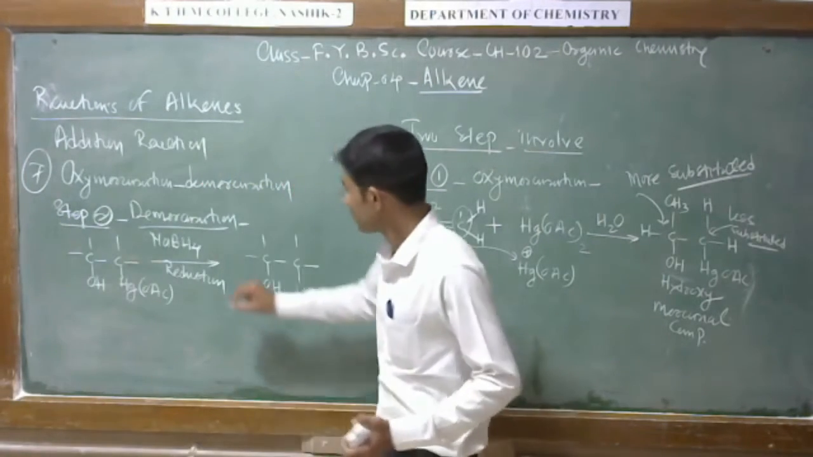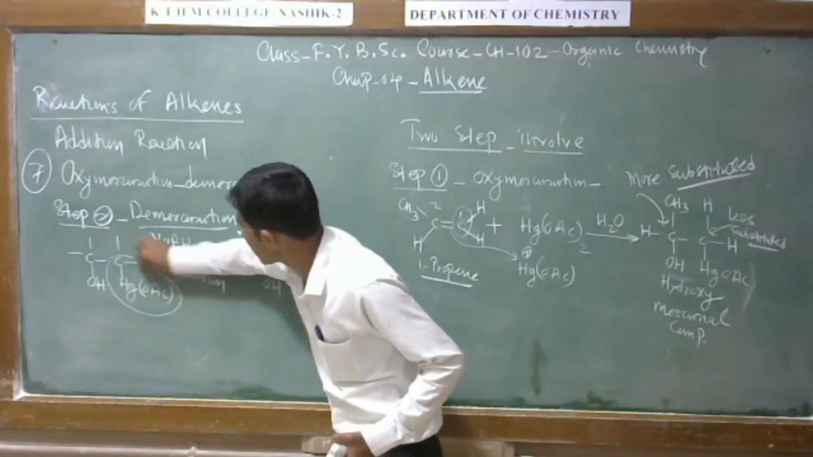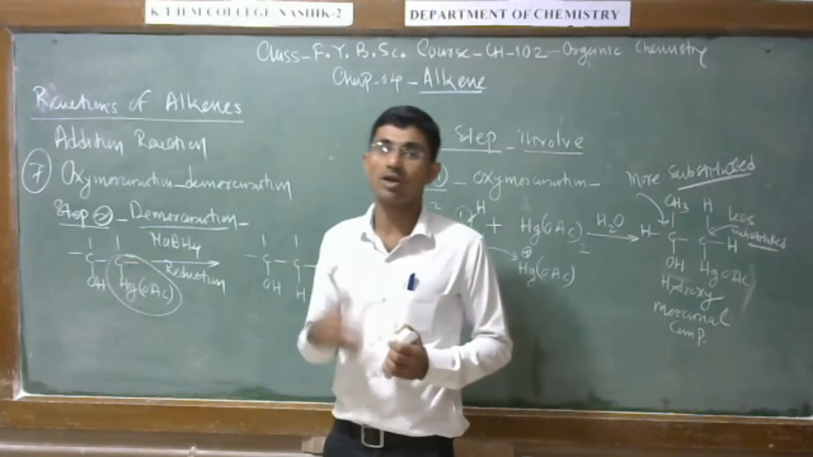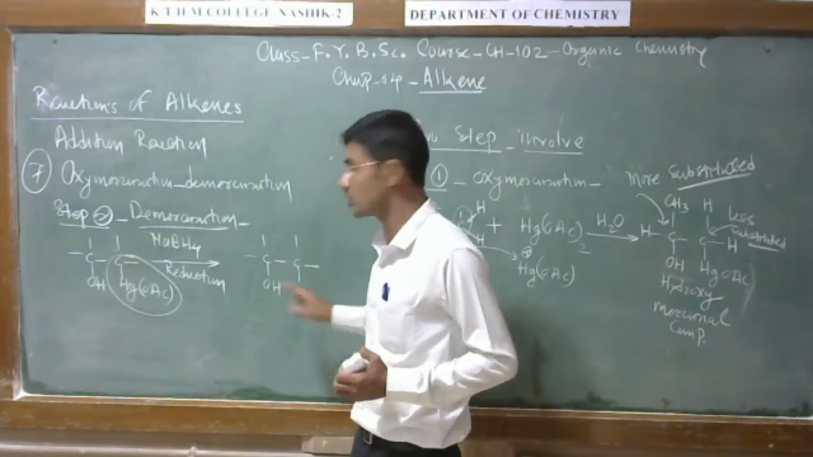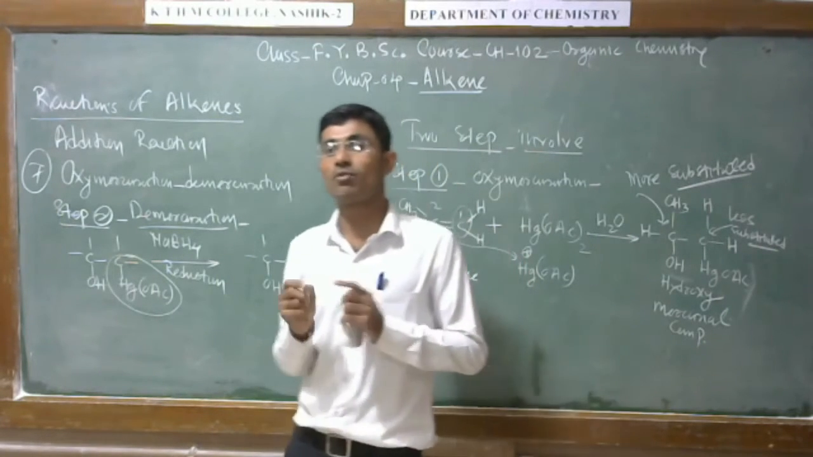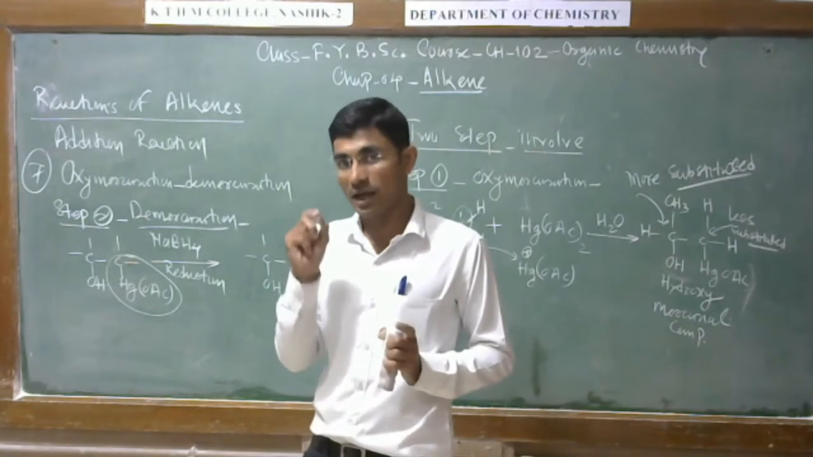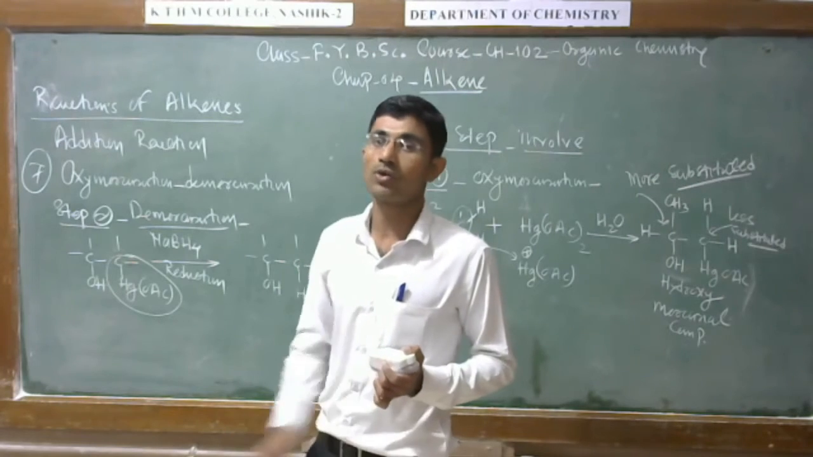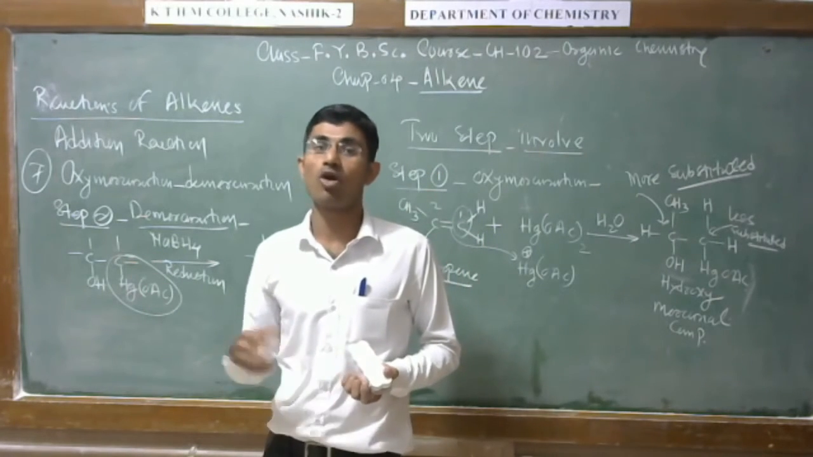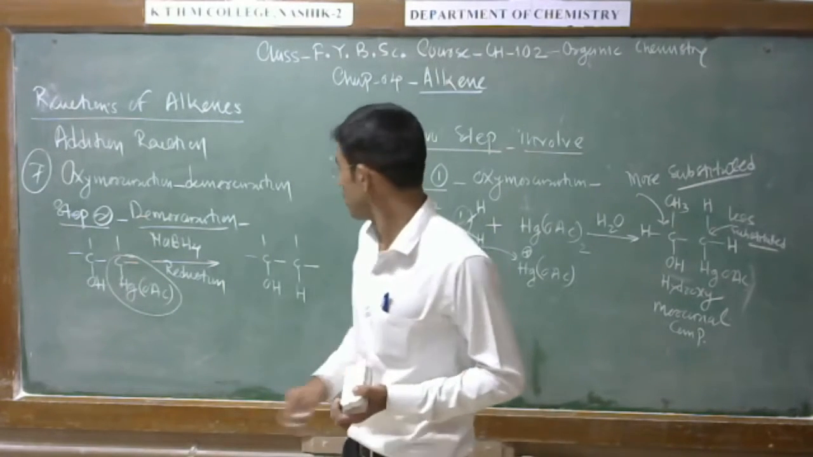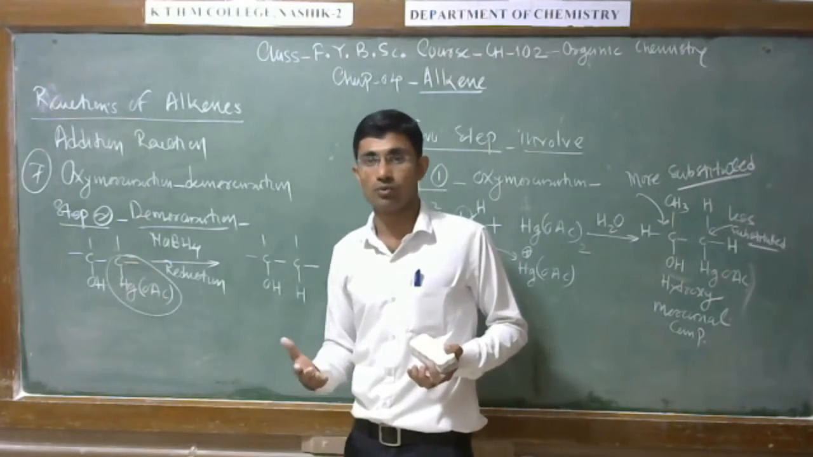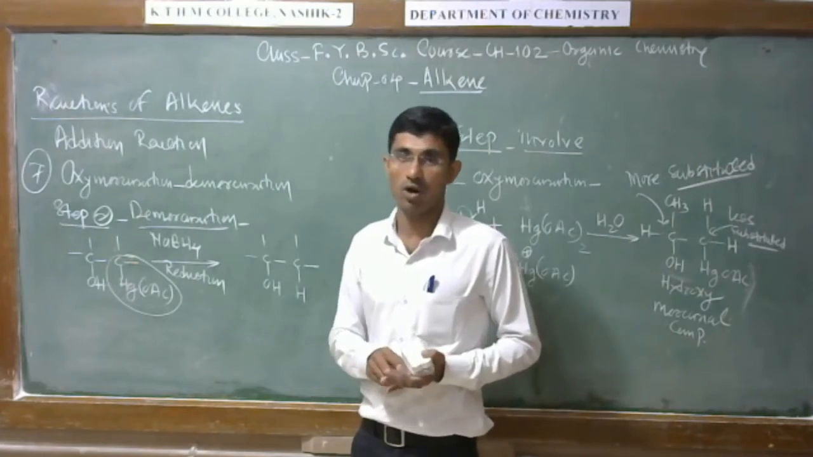So what happened here? This carbon-mercury bond is replaced by a carbon-hydrogen bond. So the carbon-mercury bond is broken here, and instead of that a new bond comes, the carbon-hydrogen bond. So we call it demercuration, which is removal of mercury. So in this way, we can observe the addition of a water molecule to the alkene compound overall.